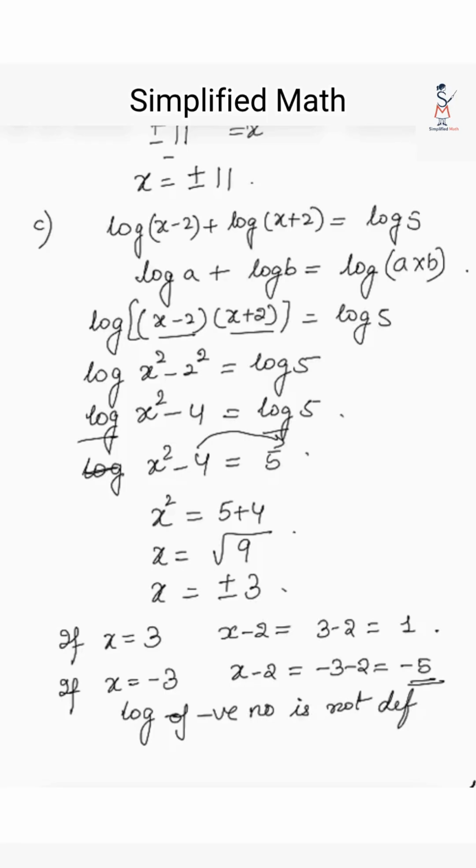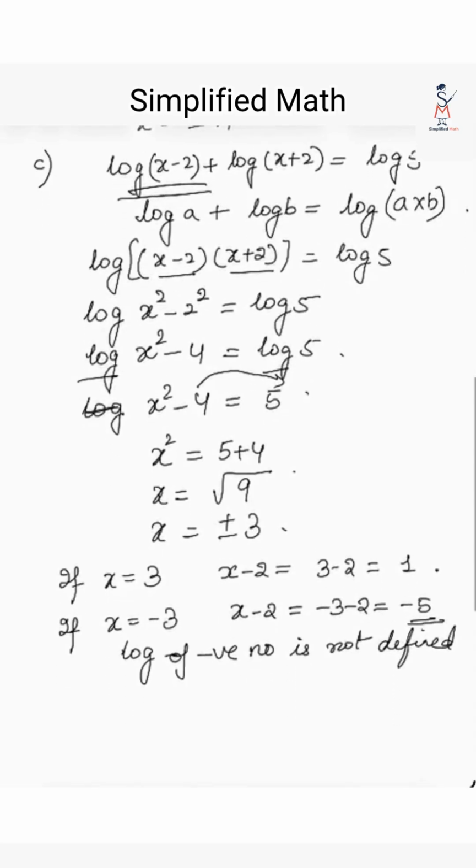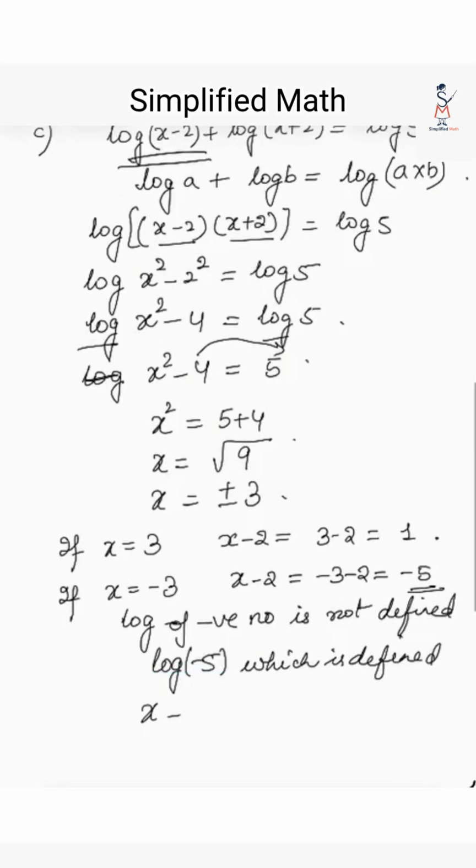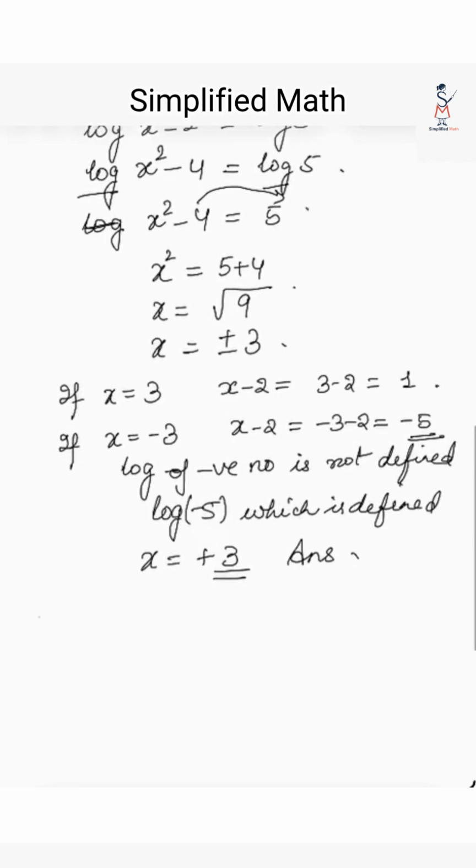Fine. So the log here, log x minus 2, will become log minus 5, which is not defined. So here the value x equals minus 3 will not be considered. So x is equal to positive 3 only. That will be your answer. Fine. So this is how you have to check your answer, that the log is not becoming negative. If with that number the log is becoming negative, that value of x will not be considered.